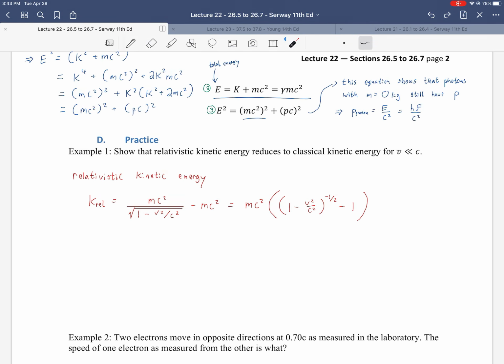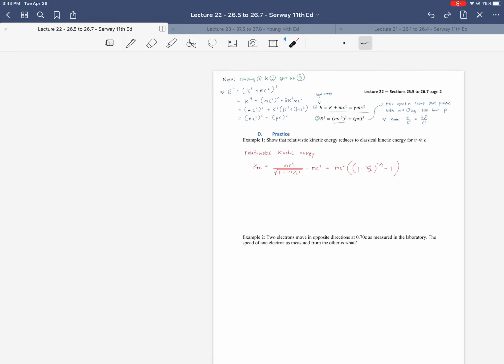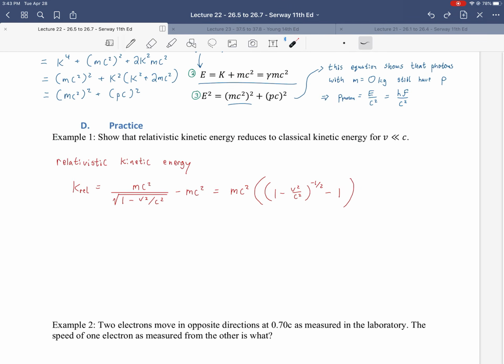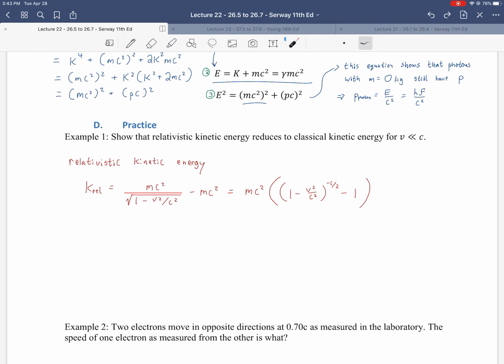So the least obvious one that simplifies to the classical version is the energy one. And this is really the one where we have to use the binomial expansion. That's the reason I mentioned the binomial expansion a minute ago. Here's the expression for relativistic kinetic energy with its two terms. This is the total energy, and then minus the rest energy. So that's what relativistic kinetic energy is: total energy minus rest energy.